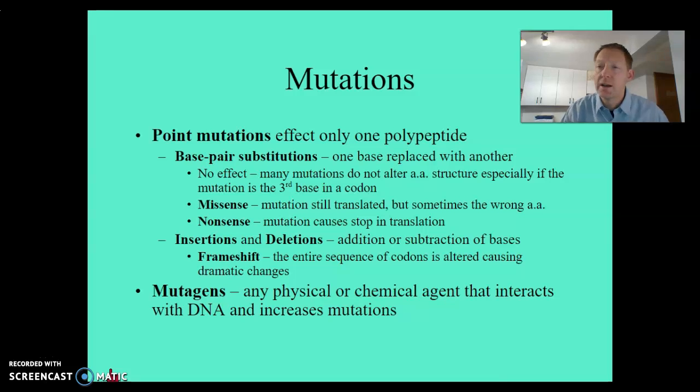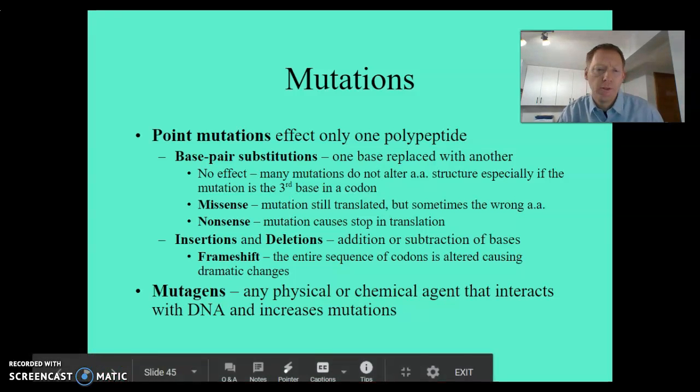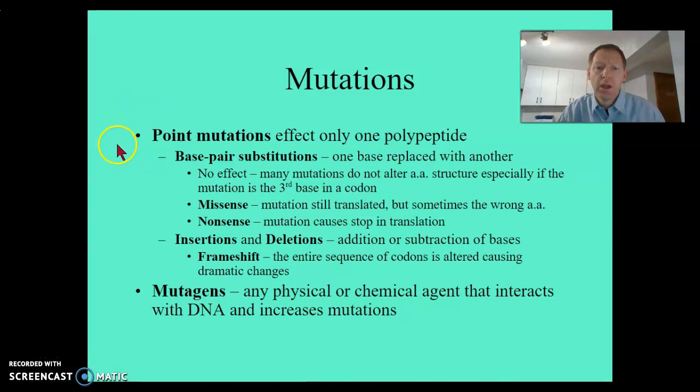Mutations. You guys had a nice little POGL on this, and I think that should be pretty self-explanatory. But base pair substitutions are a really common one, and basically you're just replacing one letter with the other. Sometimes that can have no effect, especially if it's the third letter of one of the codons. So the third letter of the codon usually would not necessarily affect it.